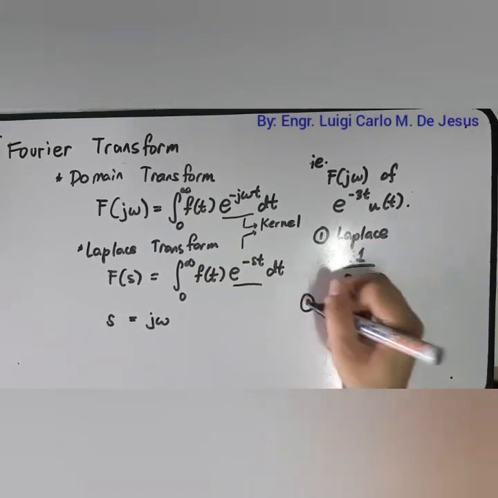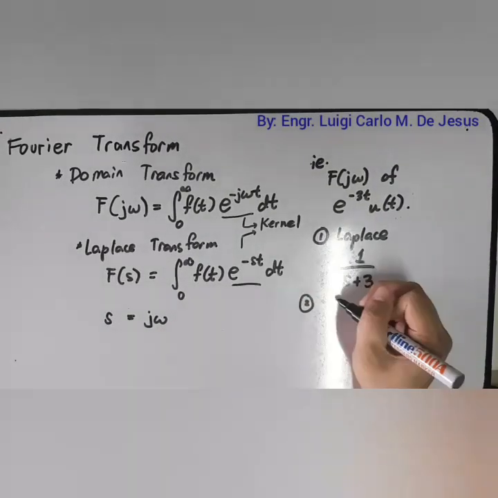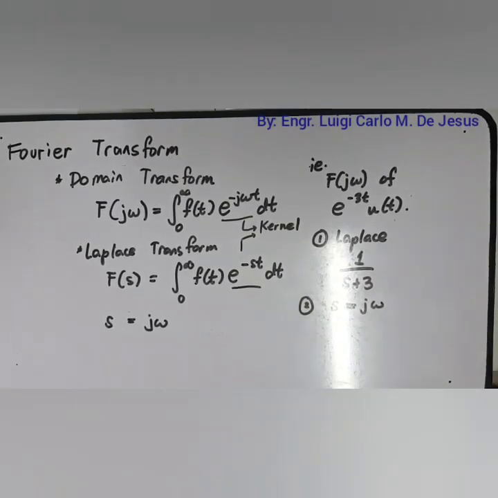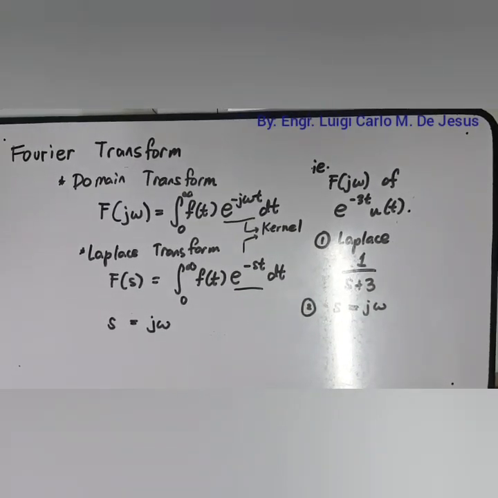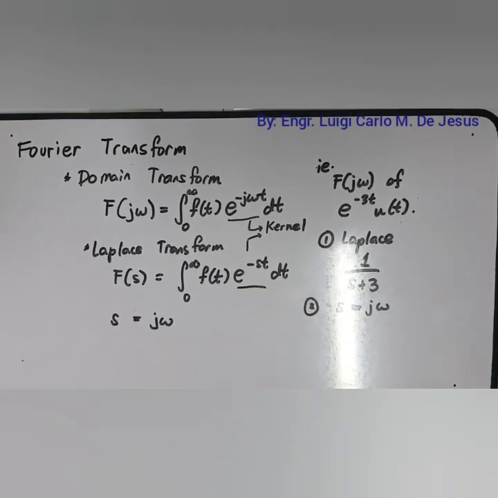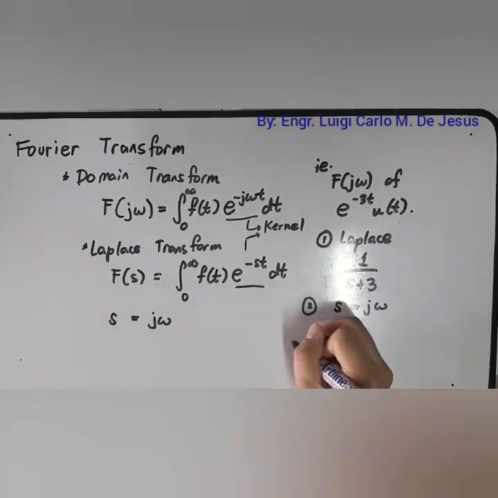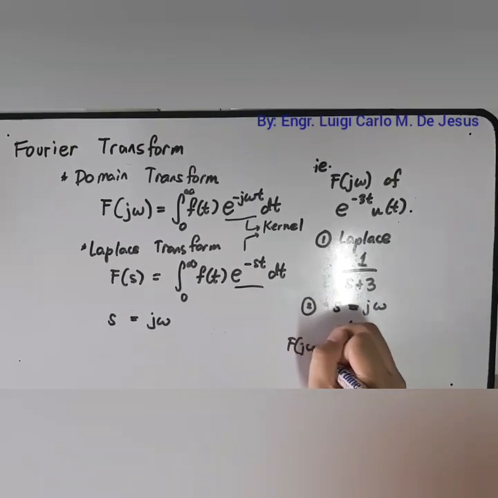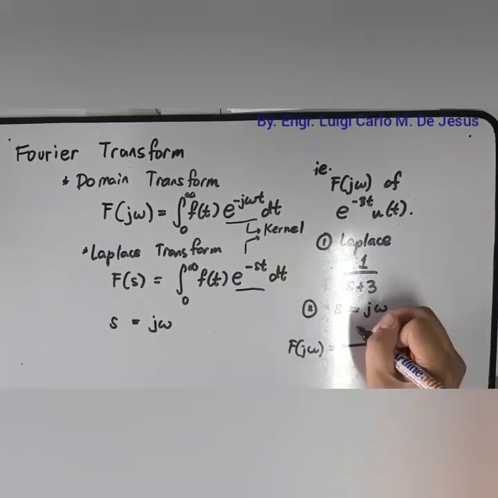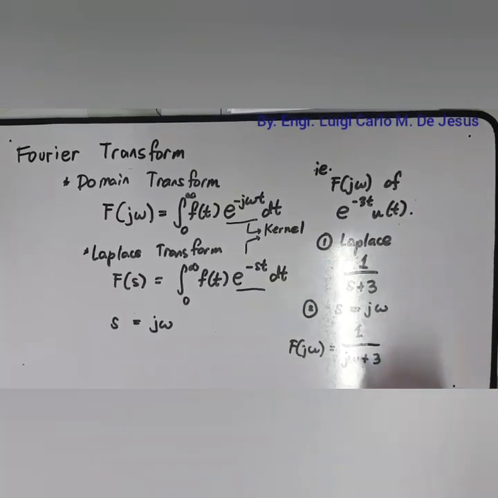The second step, according to the pattern of our kernels, all s must become j omega. Do we have to simplify it? No, because that's the coefficient of the Fourier transform. So in other words, the Fourier transform of the function is equal to 1 over j omega plus 3.